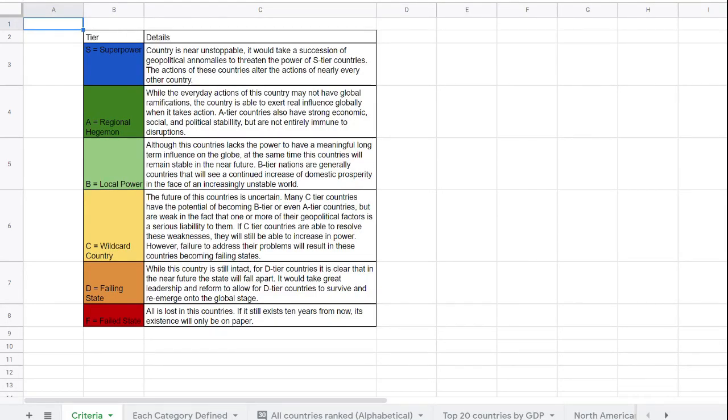Before I get into what ranking I've given each country, I think it would help if I explained my methodology. First, I'll explain what the parameters of each tier is. In other words, what is each tier's average country?